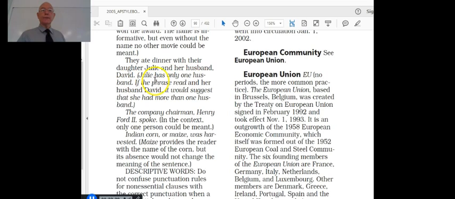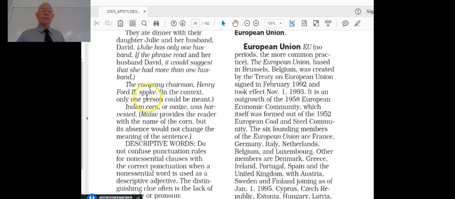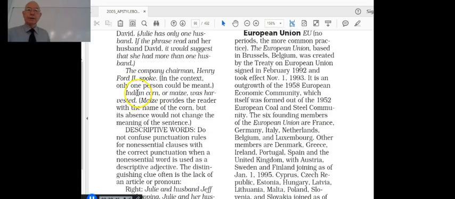Another example: they ate dinner with their daughter Julie and her husband, David. Julie has only one husband. If the phrase read "and her husband David" without the comma, it would suggest that she had more than one husband. So anyway, I'm not going any further than that.